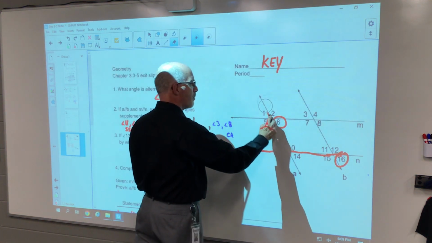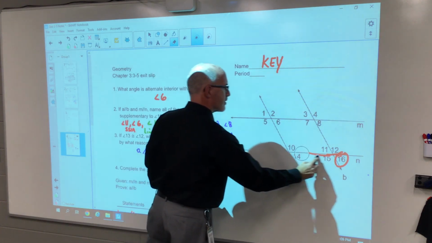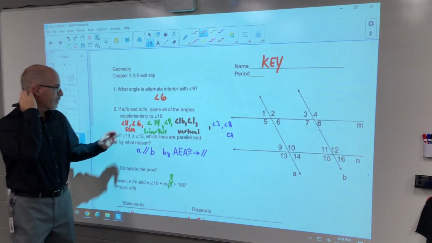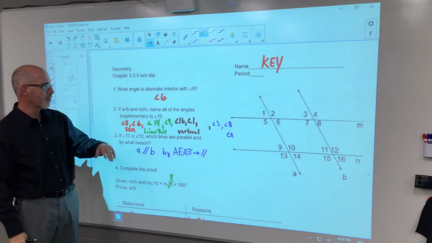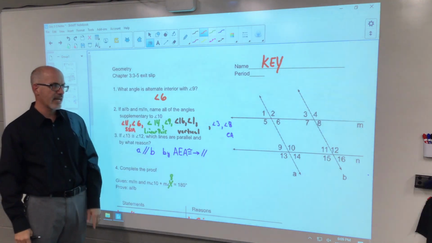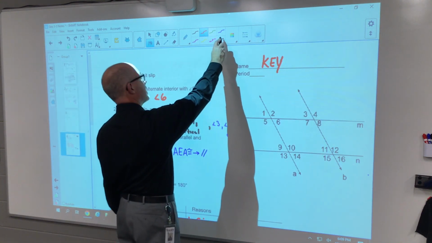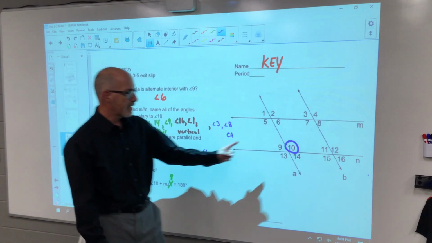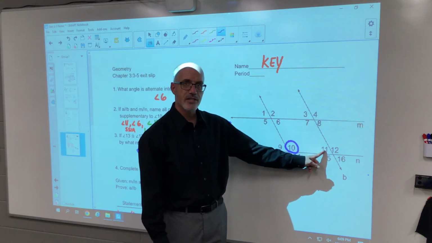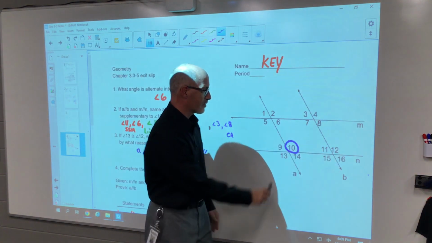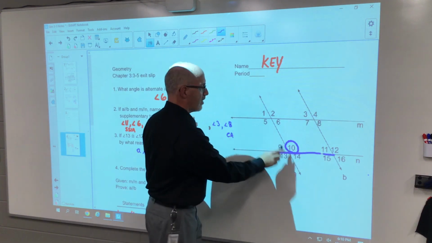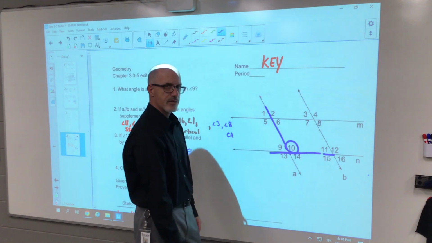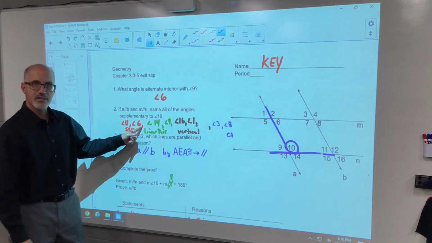Now let's try these others. If we've got these as parallel lines, name all the angles supplementary to angle 10. If we start with angle 10 here, supplementary would be angle 11, because it's a same side interior angle on the same side of this transversal. It would also be supplementary to angle 6 if you follow this one, same side interior angles there. So we'd have 11 and 6 to start off with.